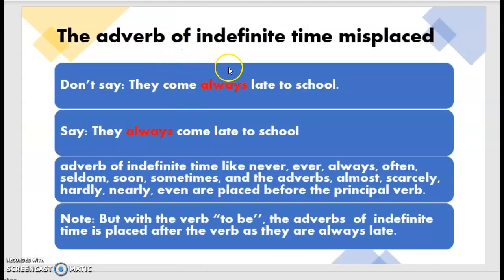And then we have the adverb of indefinite time misplaced. When you have the indefinite time, you should also place it where it's supposed to be. Here we have, "They come always late to school." You don't say that. This is a wrong placement of the adverb. Rather, you say, "They always come late to school."